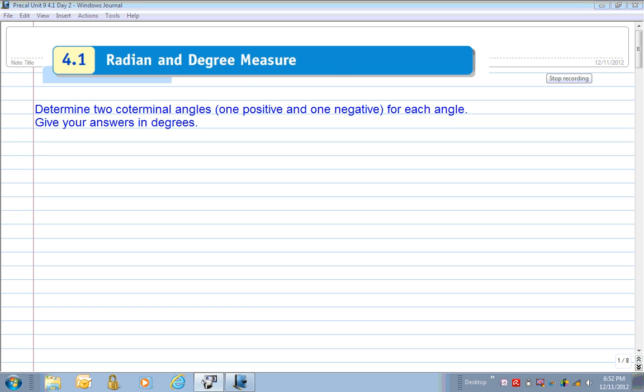This is 4.1 radian and degree measure, and this happens to be day 2. All right, so the next thing we're going to do is get started here. I'm going to work an example, and then I'm going to give you a couple of problems that you're going to work, and you're going to bring those to class tomorrow, and I'm going to check them off for a daily grade. All right, the first thing we're doing, and this is all coming from your 4.1 notes that I know you have all taken.